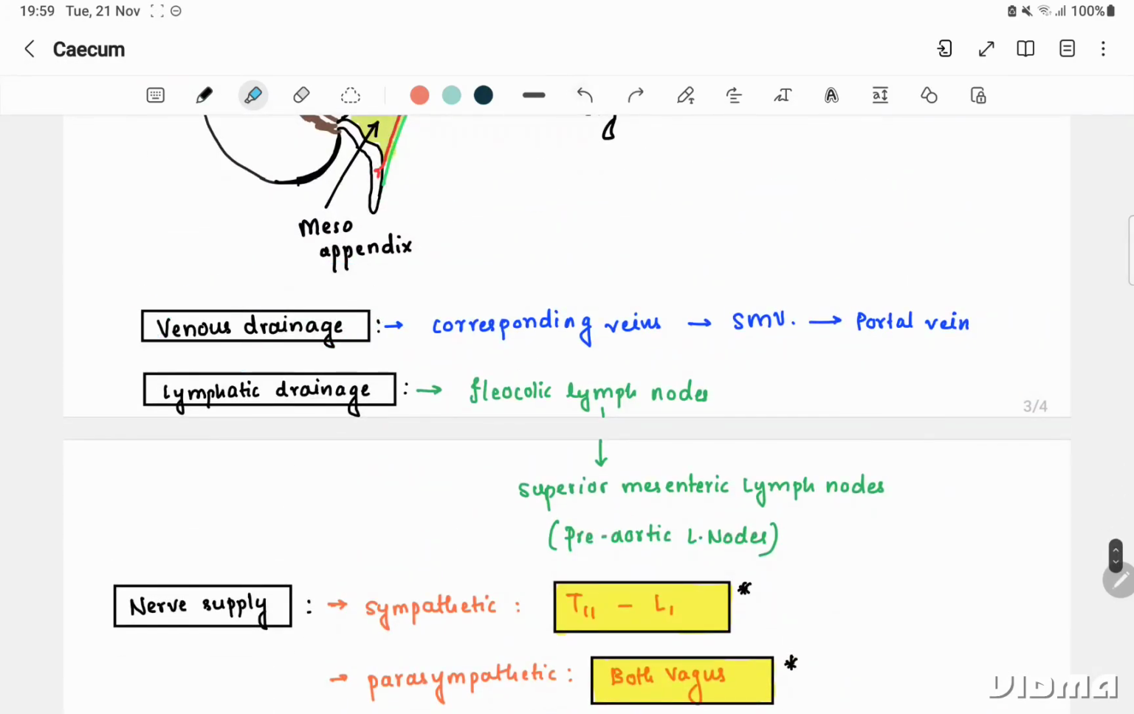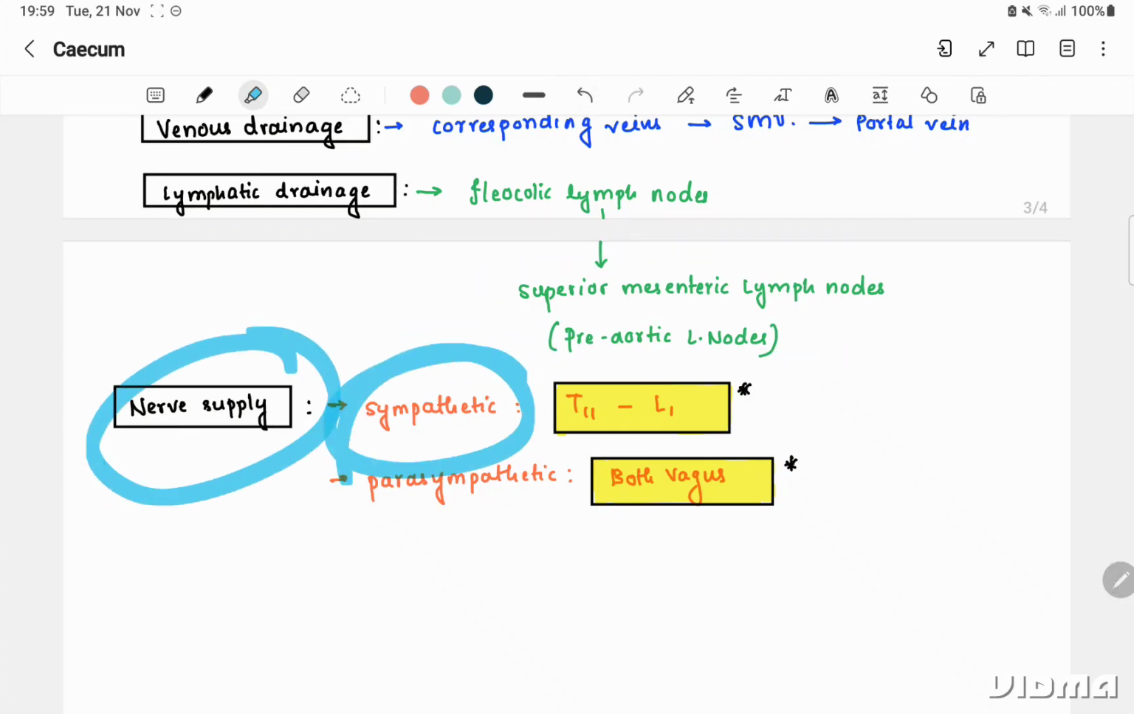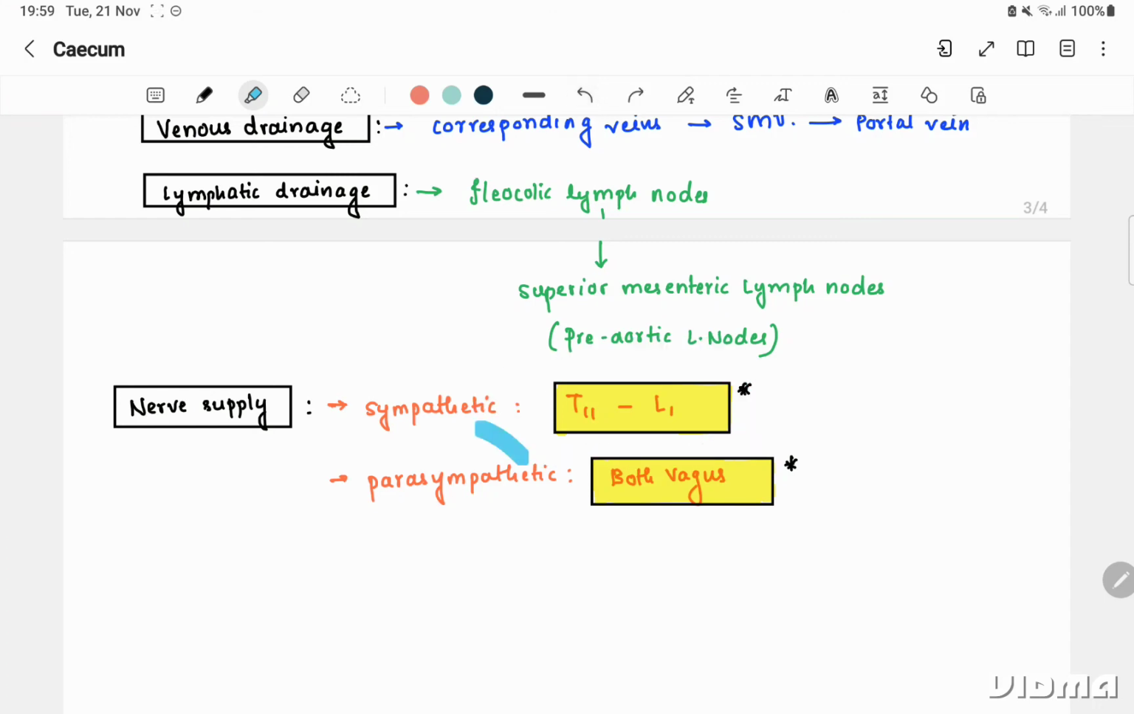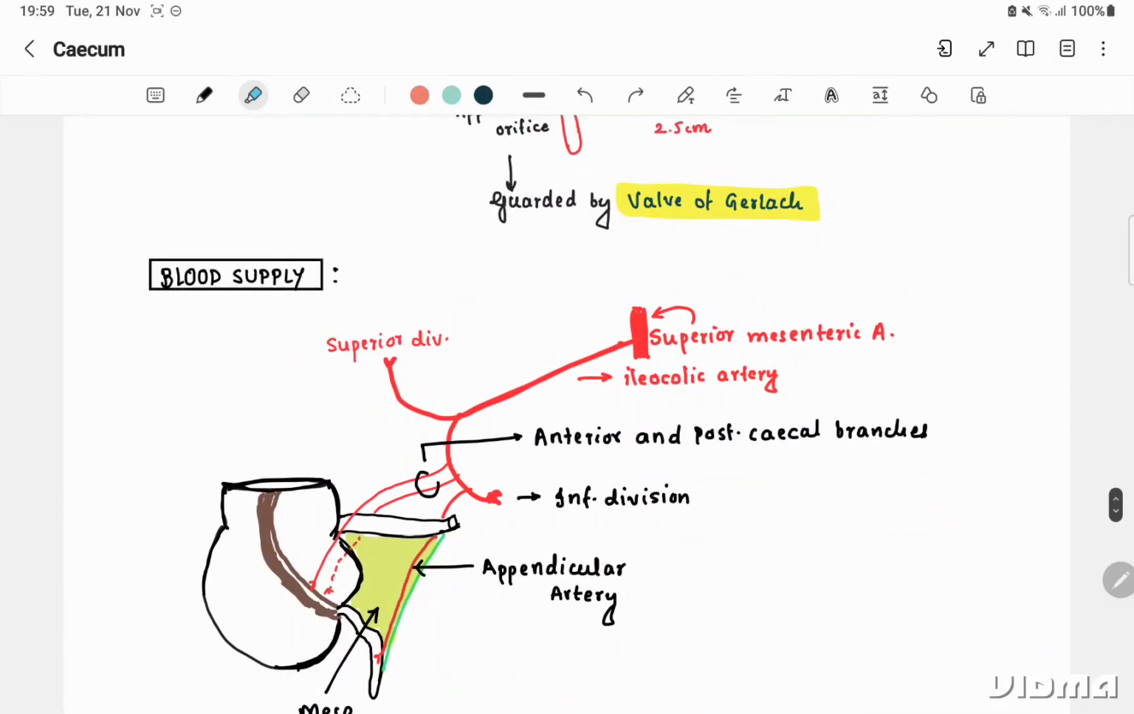Talking about the venous drainage, the corresponding veins drain into the superior mesenteric vein and the portal vein. Lymphatic drainage is to the ileocolic lymph nodes, which drain into the superior mesenteric lymph nodes or the pre-aortic lymph nodes. Nerve supply: the sympathetic supply is T11 to L1, and the parasympathetic is both vagus nerves. T11 to L1 sympathetic, both vagus nerves parasympathetic. So that's about the cecum. Let's discuss the next part, that is the appendix.